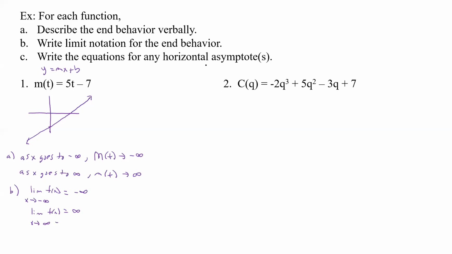Now, is there any horizontal asymptotes? Does it approach any numbers? No, there's no horizontal asymptotes, so there's none basically for this example.